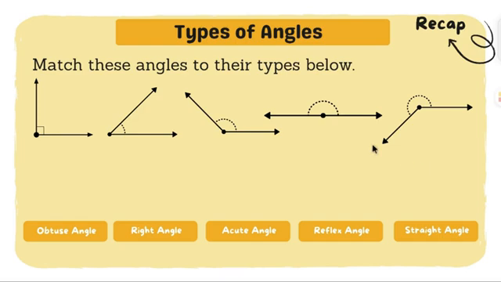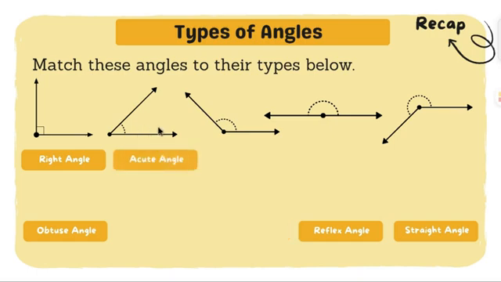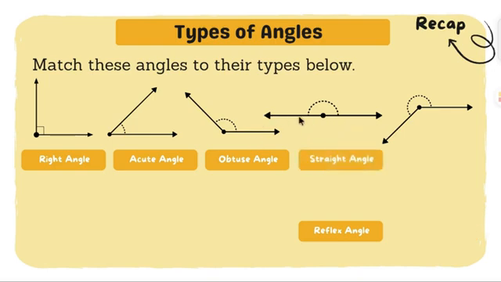Okay, so the first angle here is an example of what we call a right angle, because this is a 90-degree angle. Next figure, this is what we call an acute angle. Acute angle has a measure of less than 90 degrees. And then we have here an obtuse angle, an angle that measures more than 90 degrees. And then we have here what we call a straight angle, which measures 180 degrees.